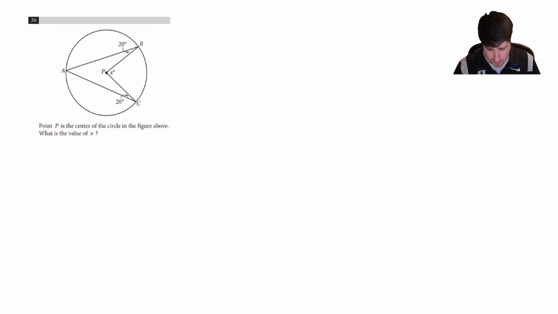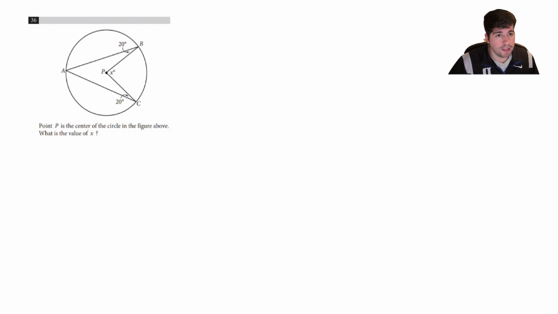So for this first problem, we have a pretty classic problem that at least some variation of it always tends to show up on the SAT. We have a circle and we have angles inside the circle. We're told that P is the center of the circle and we're asked to find the value of the angle X. So how do I approach this kind of problem?